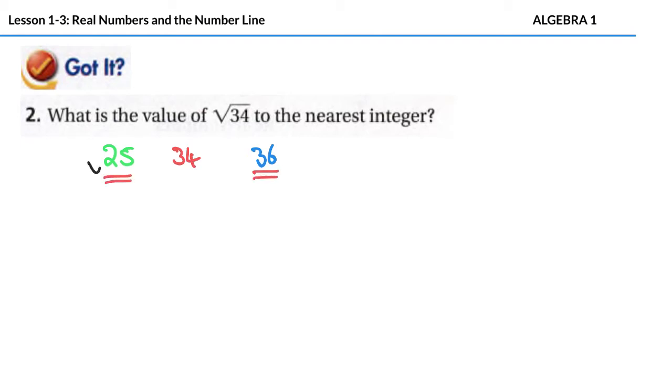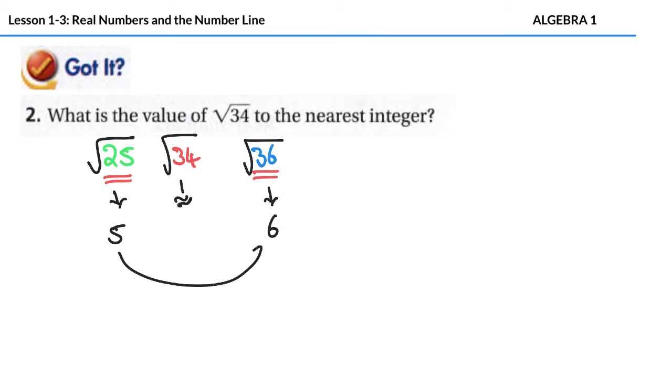So what is the square root of 25? It is 5. And what is the square root of 36? It is 6. So what will be the square root of 34 then? It will lie between 5 and 6. Since 34 is closer to 36, the square root of 34 will be approximately 6.